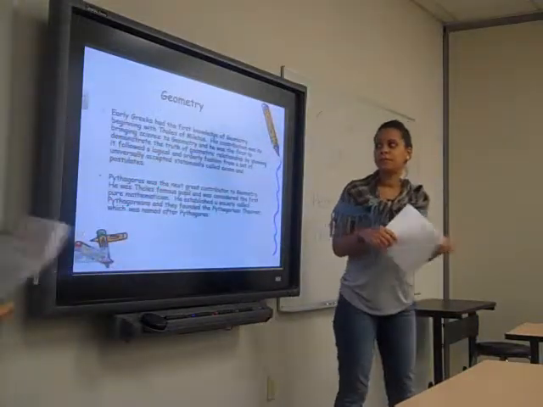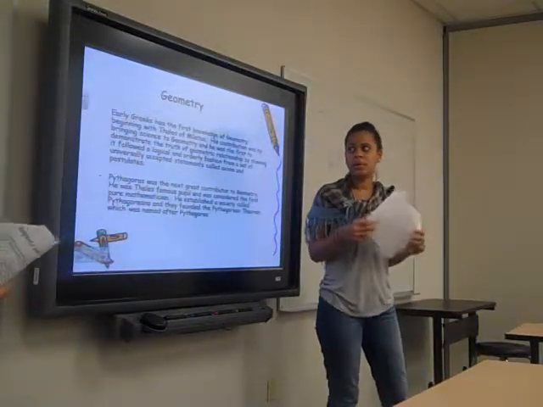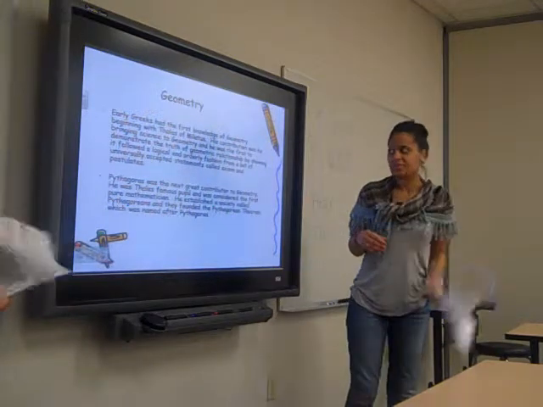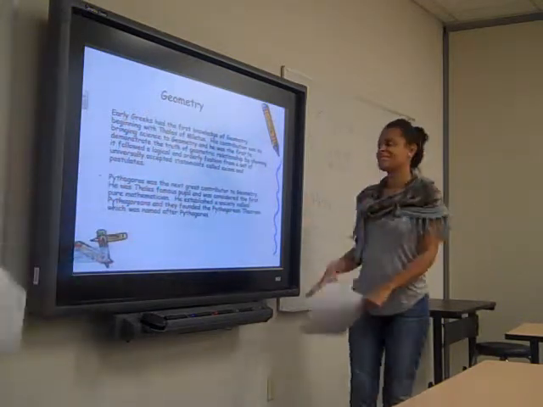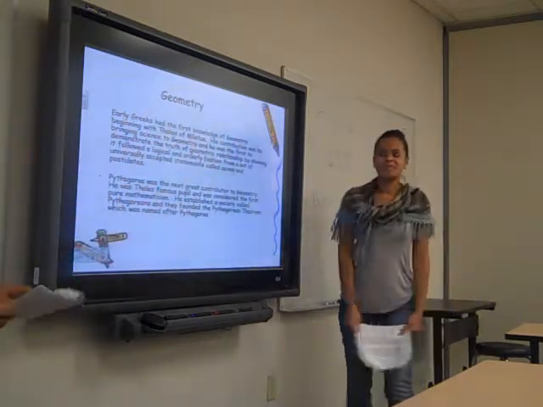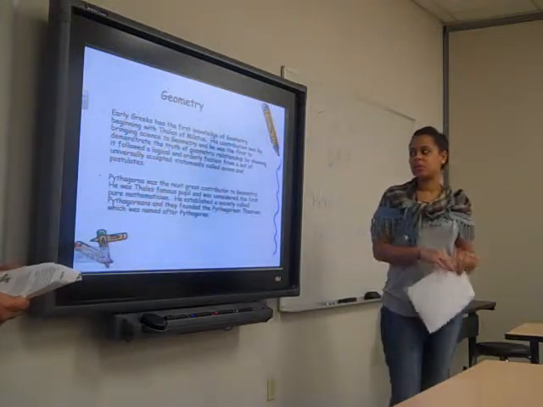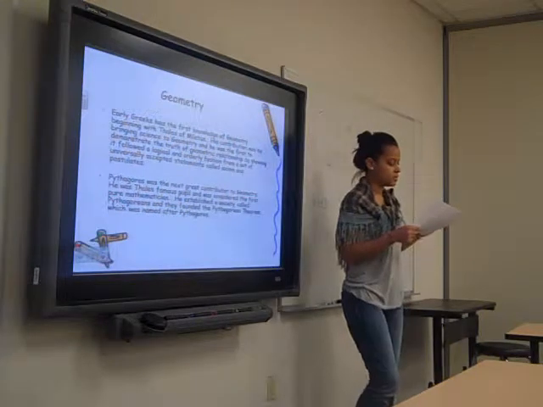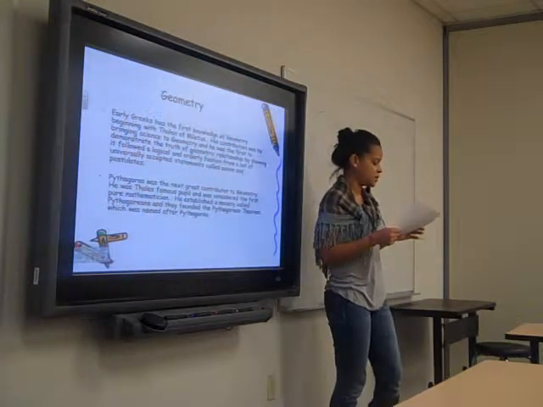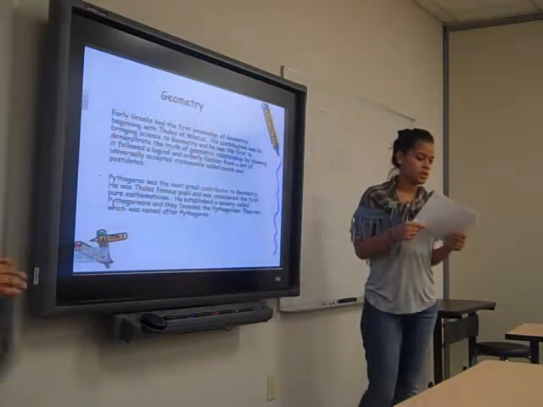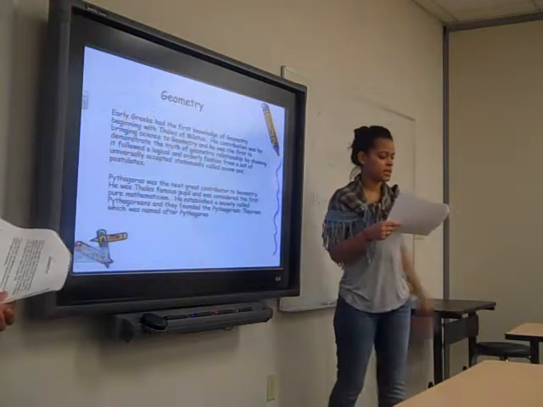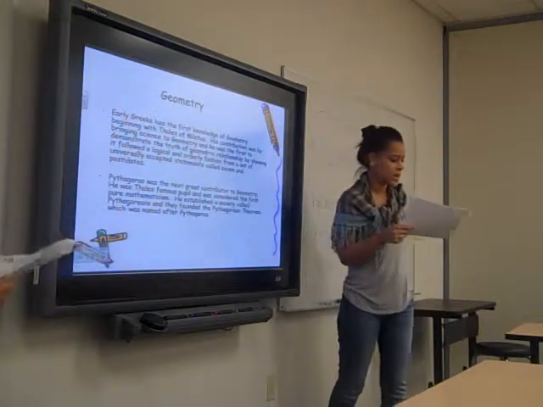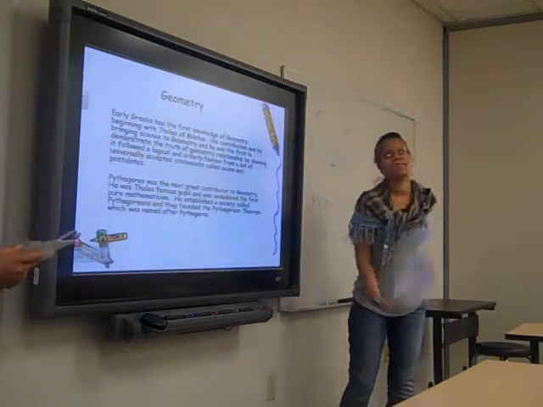Early Greeks had the first knowledge of geometry, beginning with Thales of Miletus. We won't be able to pronounce some of these names. His contribution was by bringing science to geometry, and he was the first to demonstrate the truth of geometric relationships by showing it followed a logical and orderly fashion from a set of universally accepted statements called axioms and postulates.